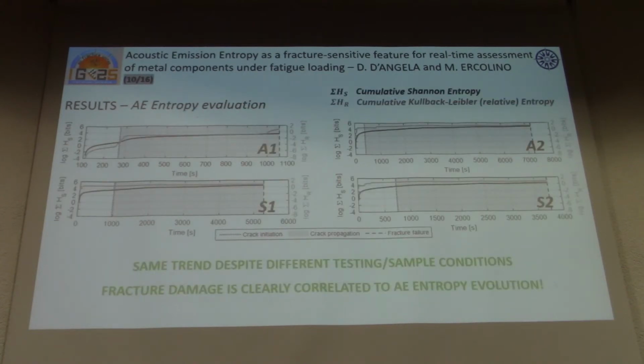Finally, let's go to the acoustic entropy evaluation. You can see the 4 cases analyzed. We see on the left axis the Shannon entropy, on the right axis the relative measure of entropy. We see that in this case, despite the different testing and sample conditions, we have a very similar trend, a pattern, that is also, we will see in a while, correlated to the damage occurring.